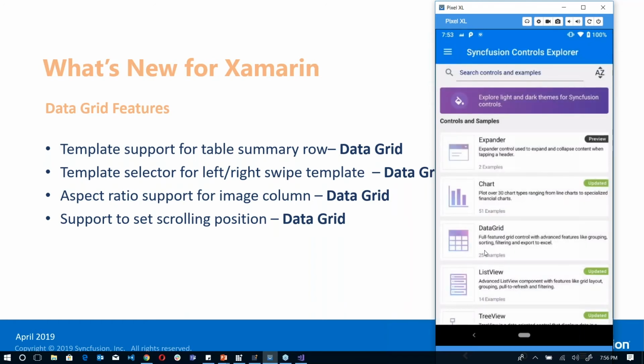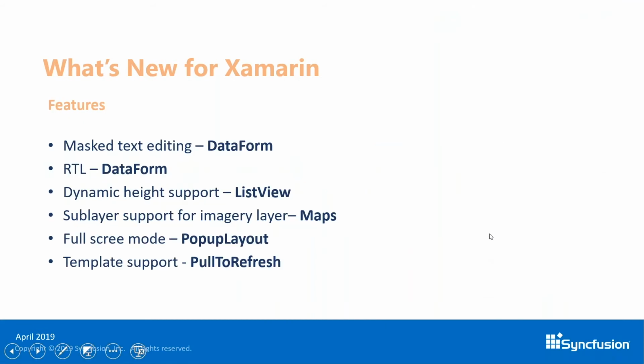The next set of features that I'd like to talk about are from data form, list views, and map. In data form, we have given support for masked text editing, and the data form now also renders from right to left. We have also given dynamic height support for list view.